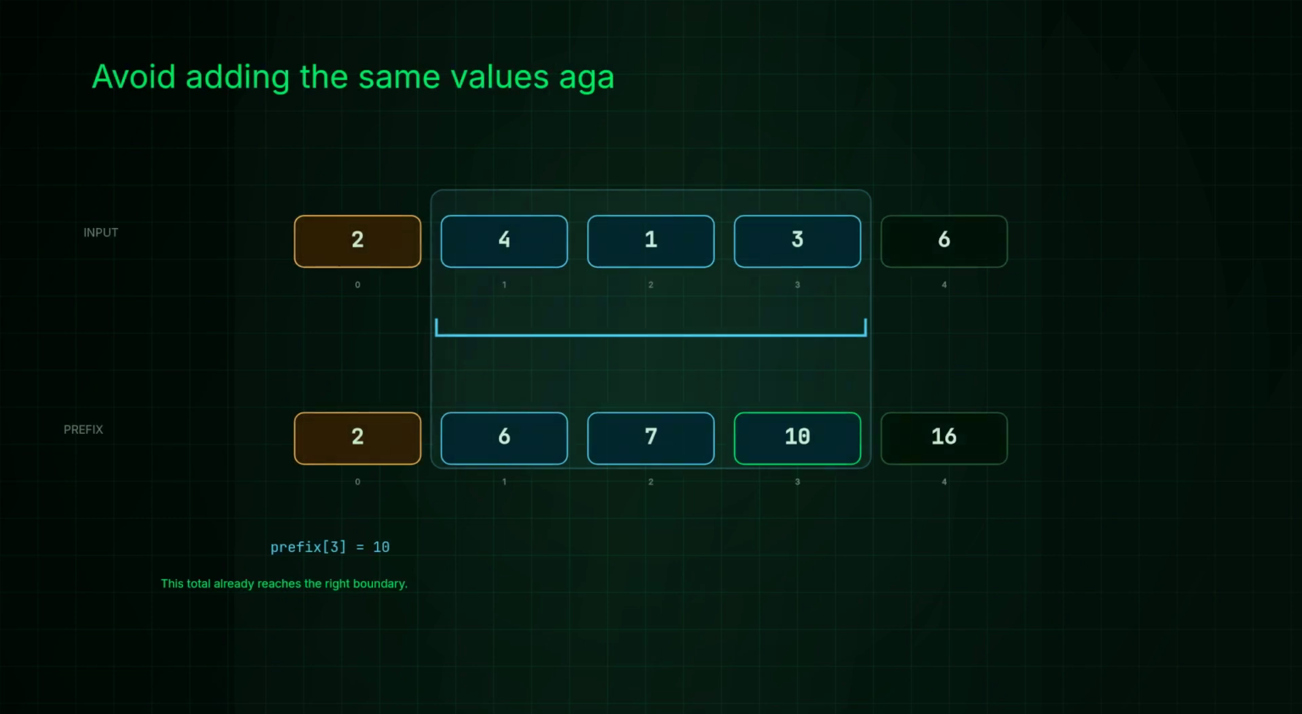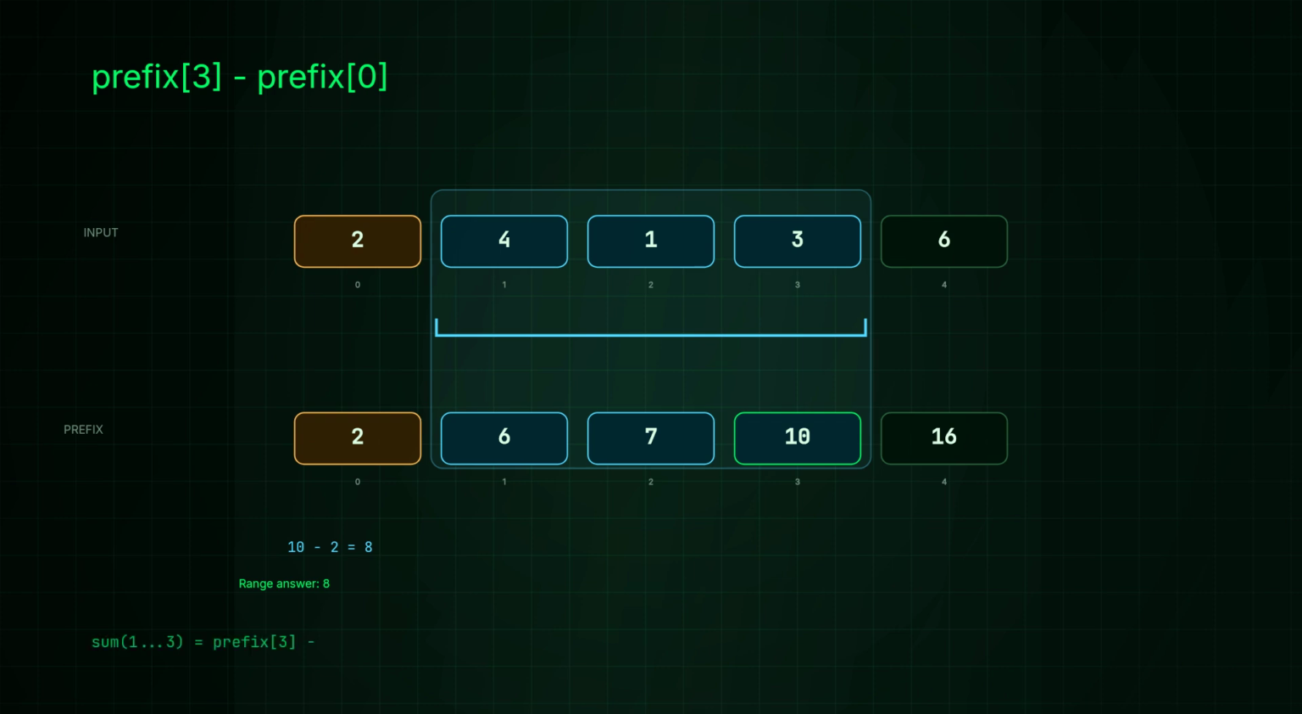Adding 4, 1, 3 works for this one query, but doing that again for every range would repeat work. The prefix total at index 3 is already 10. It contains the range we need, plus everything before it. Prefix 3 totals everything through the right boundary, 10. Prefix 0 is 2. Both totals contain the values before index 1, so subtracting cancels that shared part. 10 minus 2 leaves 8.